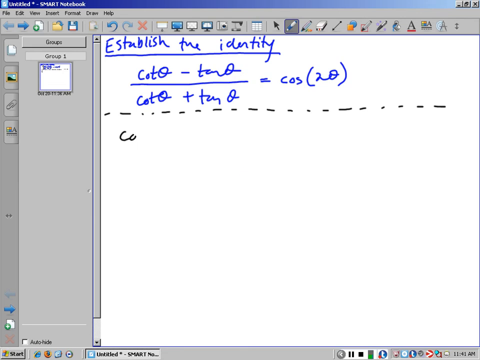What I want you to do, so ask yourself, did you do this? Rewrite the side that you start with before you do anything to it. Alright, we want to do this the right way. So I rewrite the side I start with and then say what that equals.